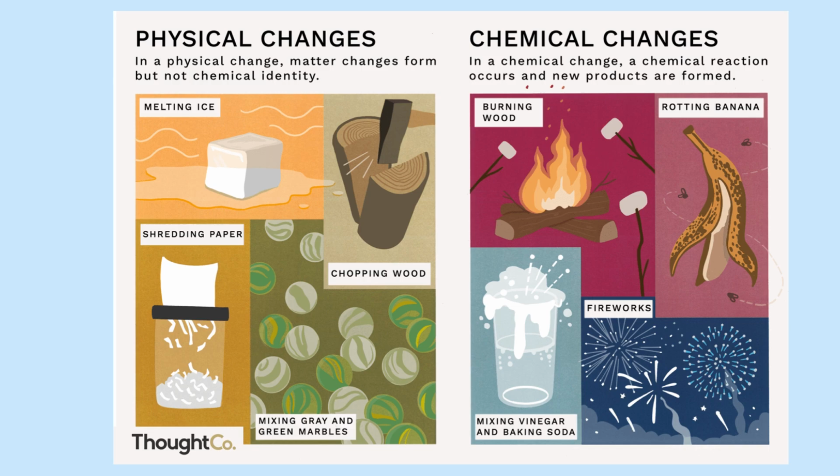In comparison, during a chemical change, a chemical reaction occurs and a new product or products are formed. So, for example, when wood burns, it combines with oxygen and changes not only to ashes, but also to carbon dioxide and water vapor. The gases then float off into the air, leaving behind just the ashes. This is an exothermic reaction, meaning one that produces heat.